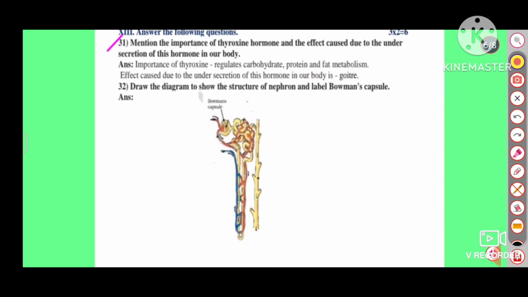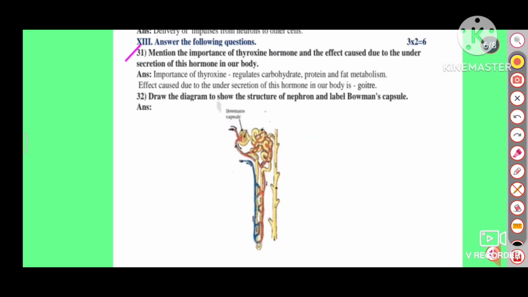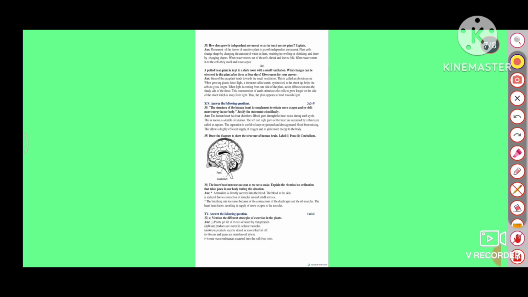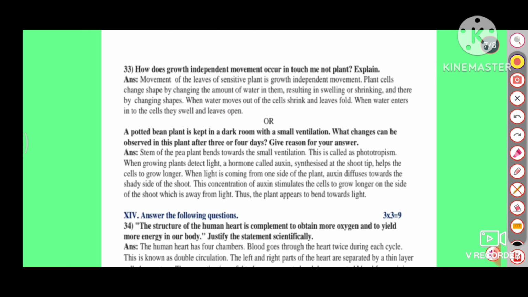Next question is draw the diagram to show the structure of a nephron and label Bowman's capsule. Draw this figure. Next question.